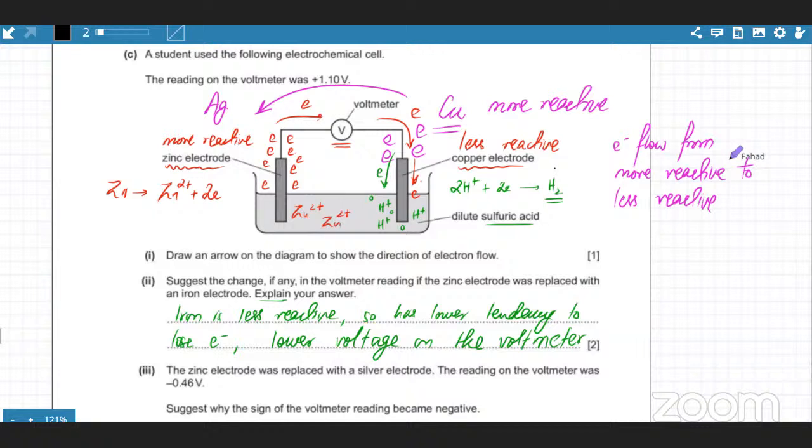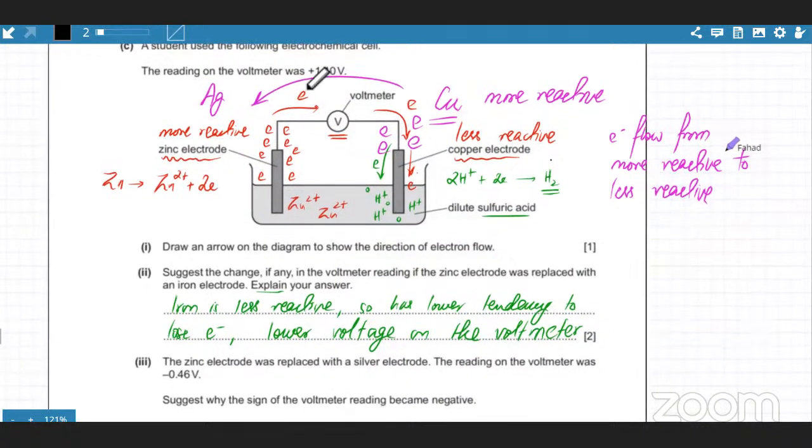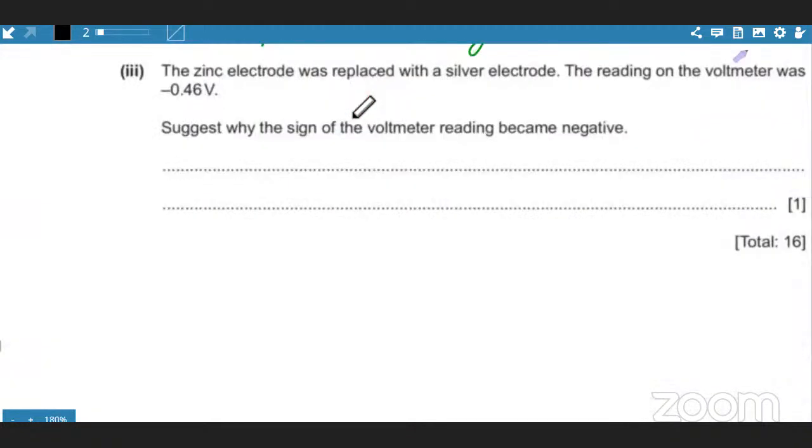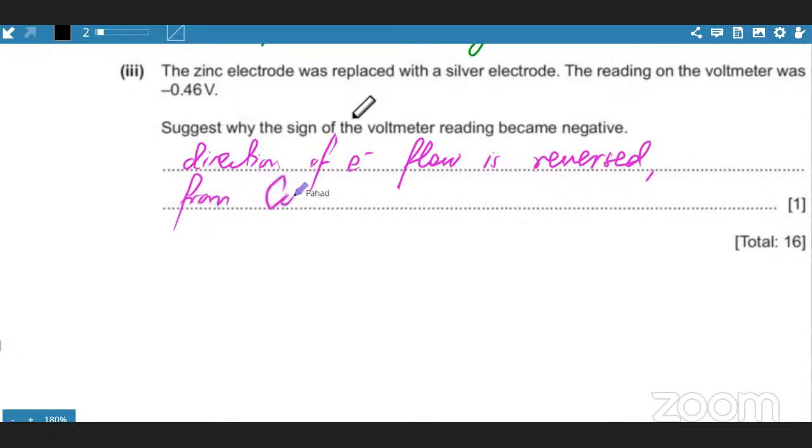And so why are we getting a negative voltage? The reason we're getting a negative voltage is because the direction of flow of electrons is the opposite. So just by the sign, the voltmeter reading becomes negative. Direction of electron flow is reversed. From the copper electrode, which is relatively more reactive, to the silver electrode, which in our case is going to be the less reactive electrode now.